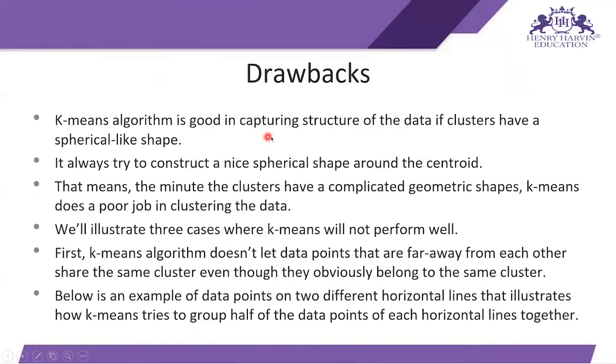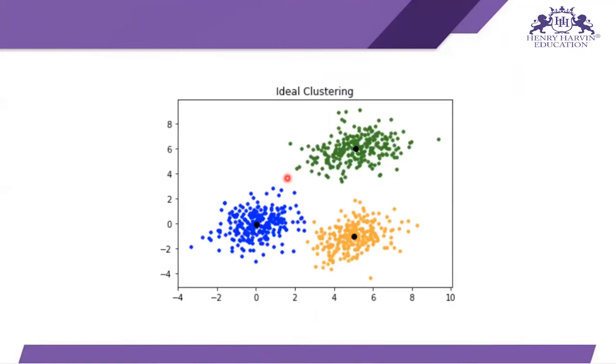The k-means algorithm is good at capturing the structure of the data if clusters have a spherical-like shape. It's always trying to construct a nice spherical shape around the center, as you can see in this. Let's think that it is a blank plot, and I will show you. Let's say we have a plot, and some data points are in this format, and some data points are in this format. From this graph you can say that we have two clusters, one is this and one is this.